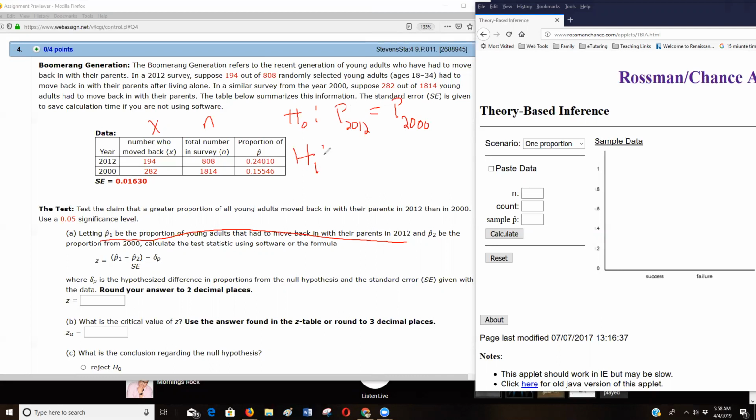Then H1 or HA is the claim. The test claimed a greater proportion of young adults moved back home with their parents in 2012 than in 2000. So the 2012 proportion is bigger than the 2000 proportion. Now, when I start doing this, I might get a negative z-score, and I might want to switch the direction of this. Right now I have H1 as the claim.